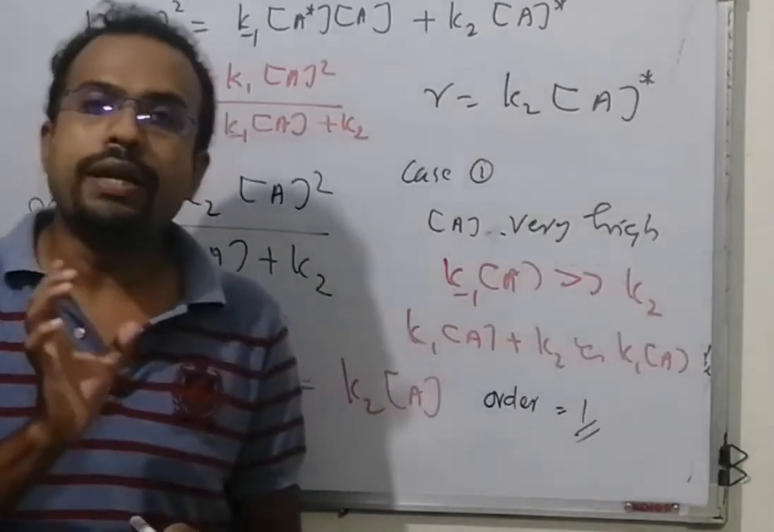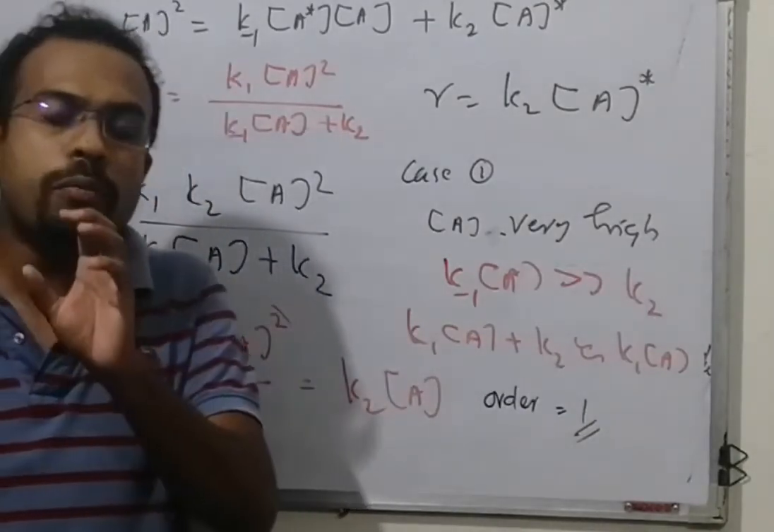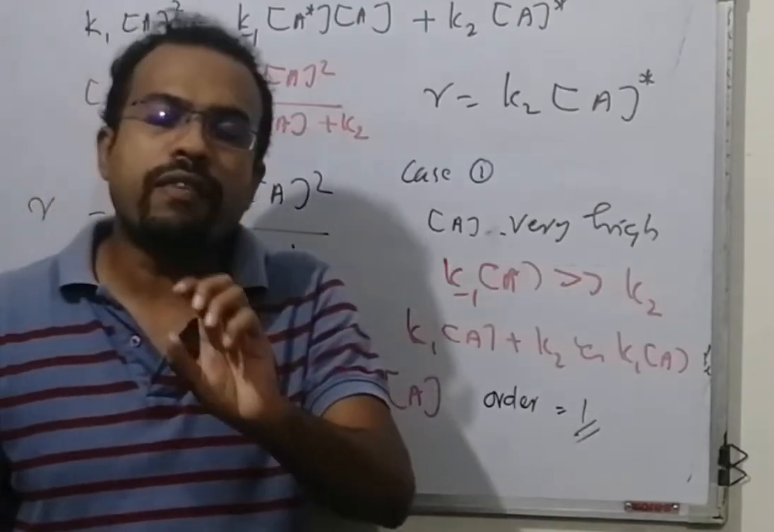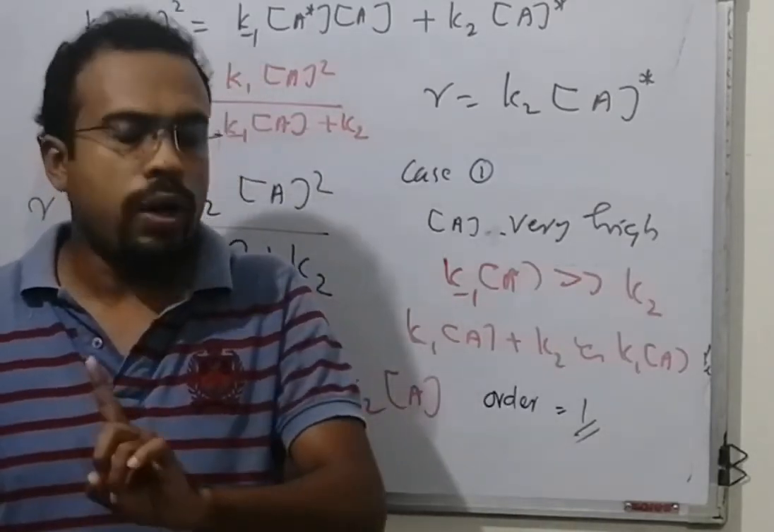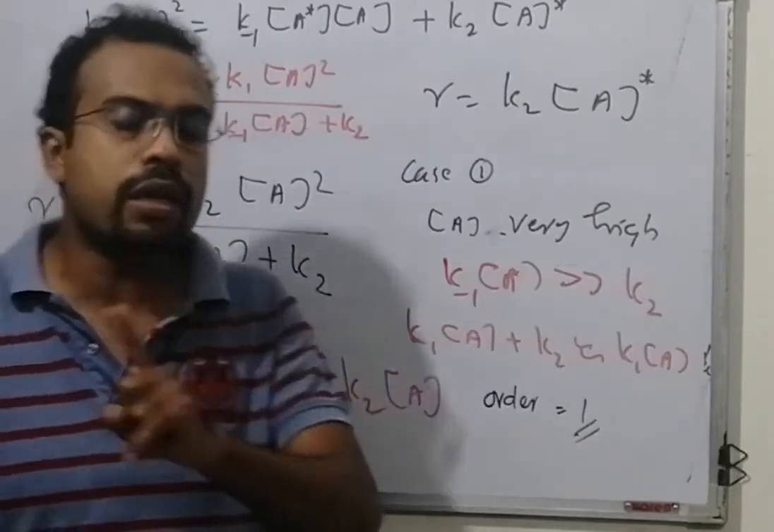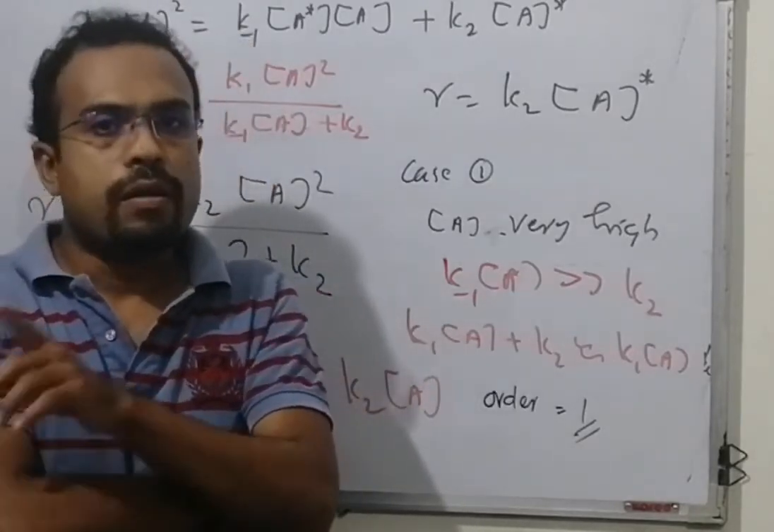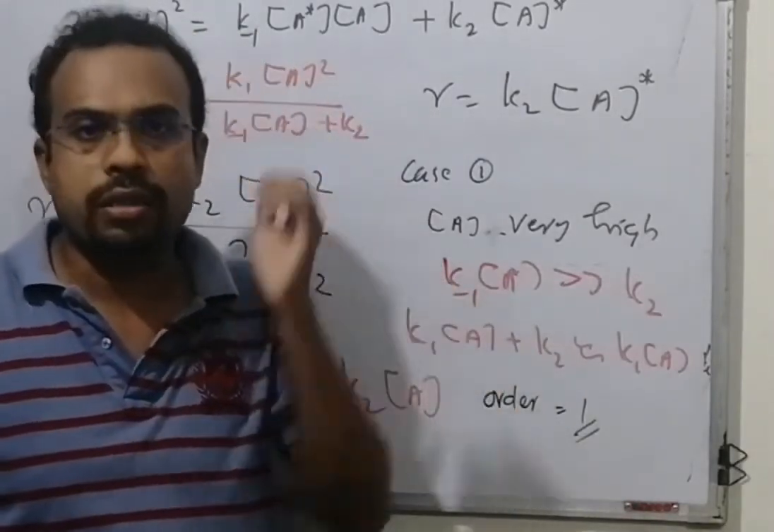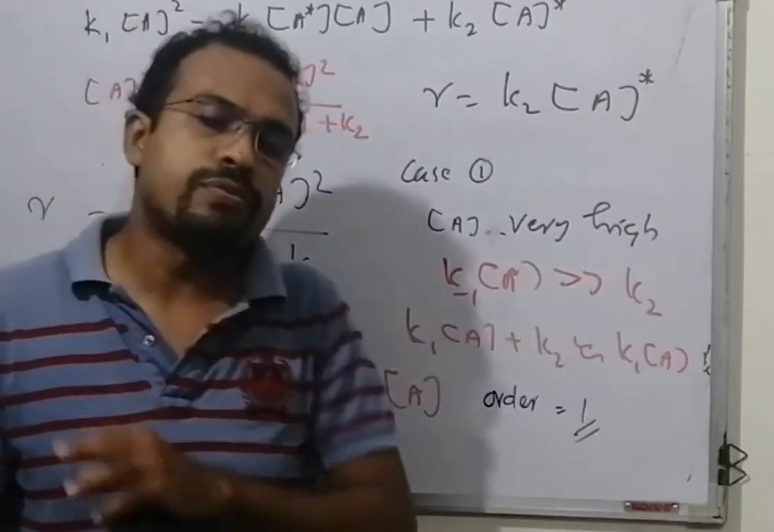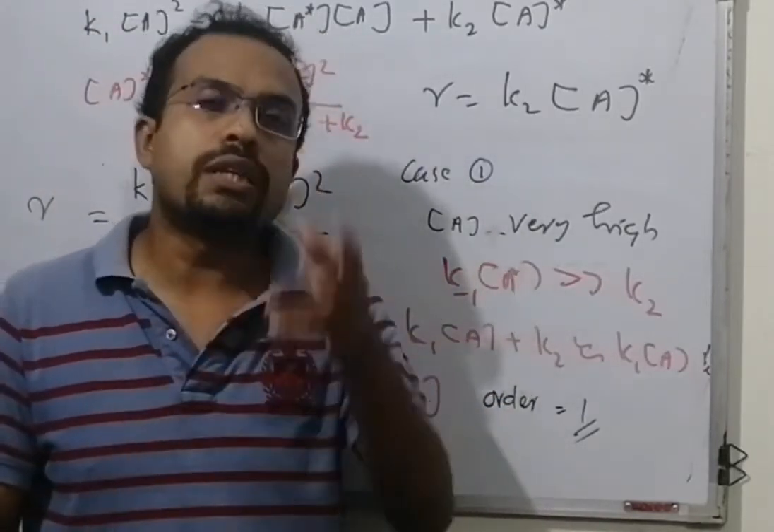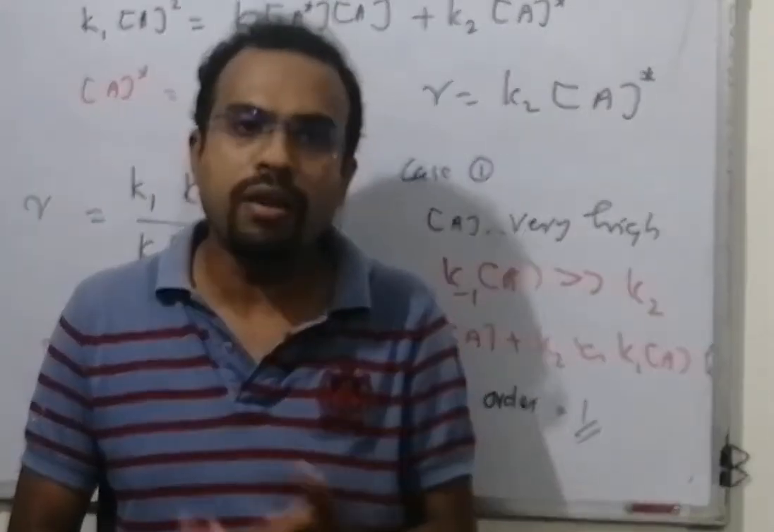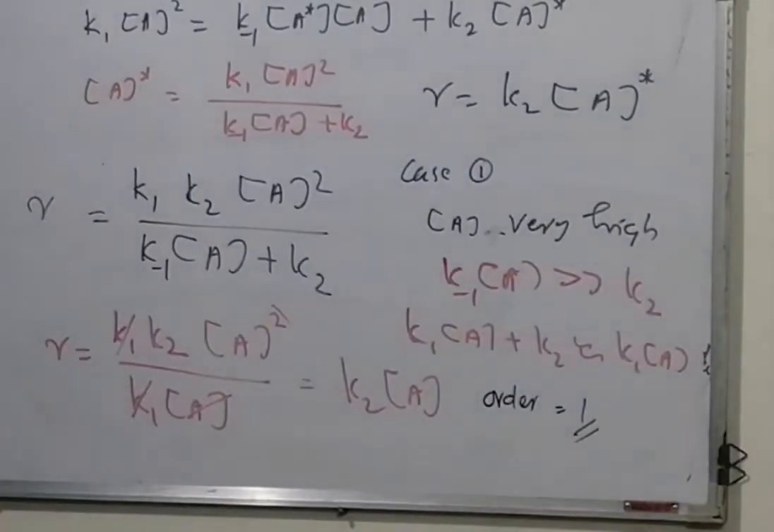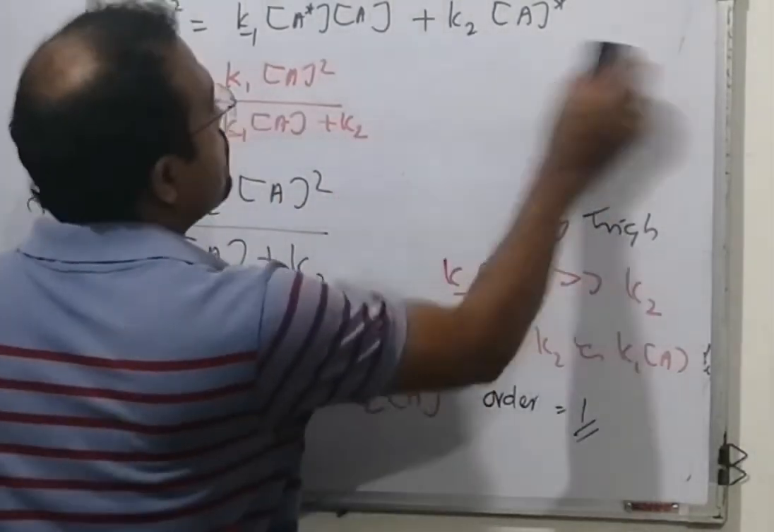Therefore, according to Lindemann mechanism, a unimolecular reaction follows first order when concentration of A is higher, or at the beginning of the reaction. Please understand this point. This is one of the valuable points for competitive examinations. Question is, what is the order of a unimolecular reaction when concentration of A is higher or at the beginning of the reaction? What is the order? 1.